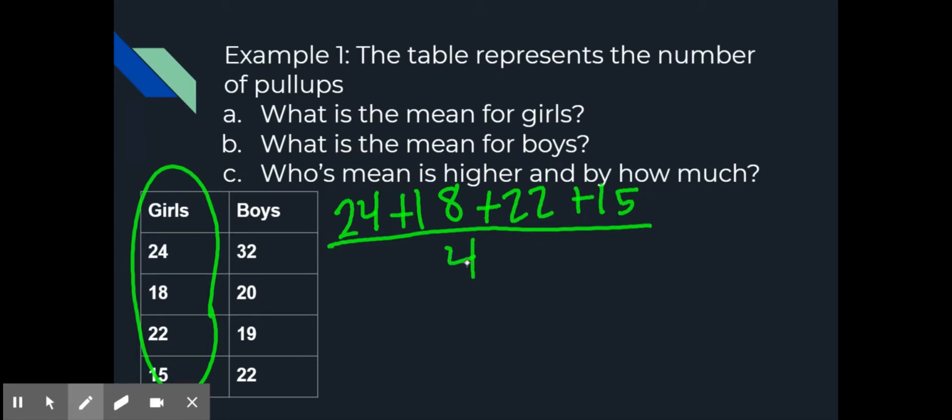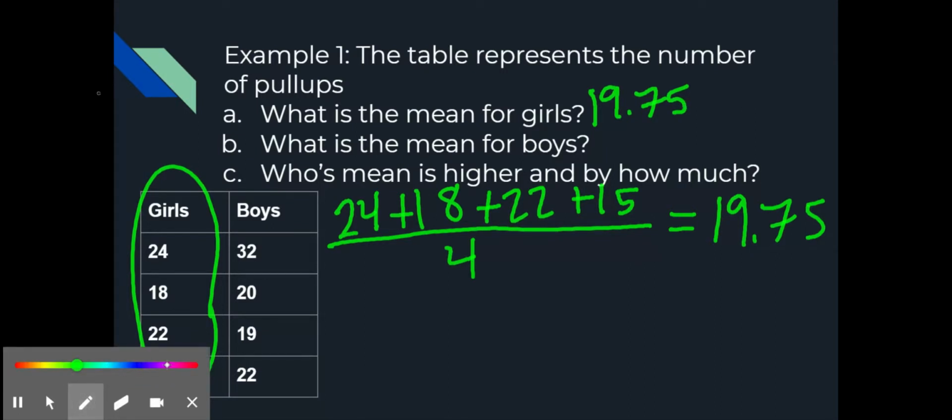Now I'm going to type this into my calculator. It is possible this would be on an inactive section of a test or a quiz, but if it was on an inactive, it would be easy to calculate numbers. Now when I type this all in and then I divide it by 4, I get 19.75. So I'm going to write this up here. Our mean for the girls is 19.75.